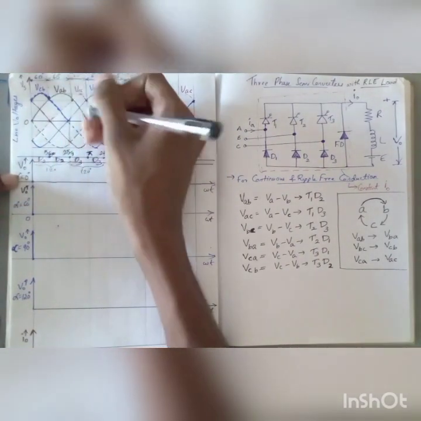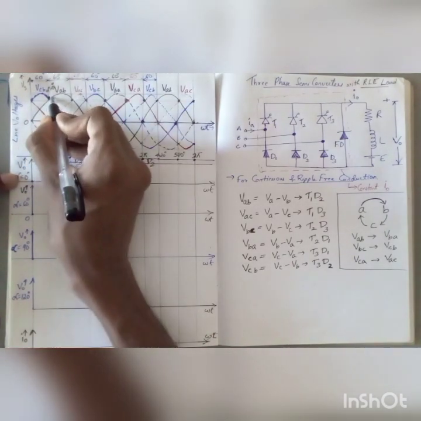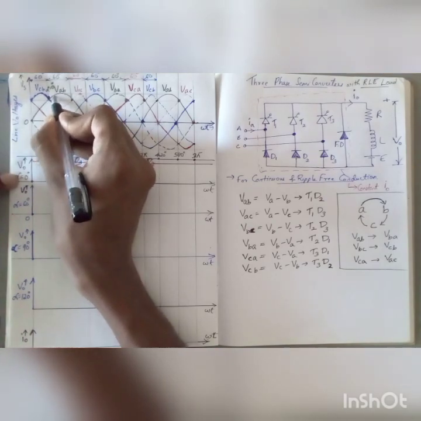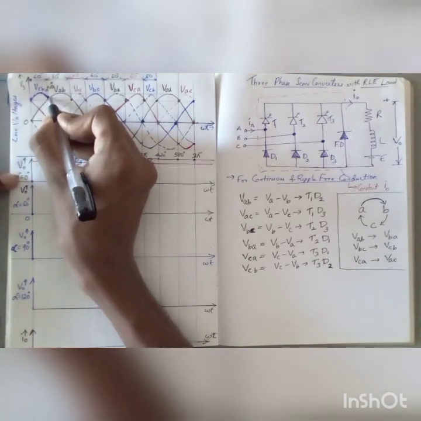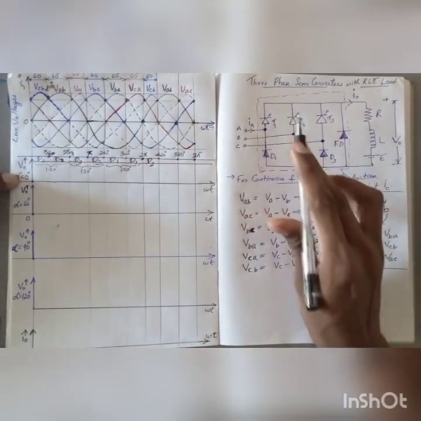Alpha is considered as 0 because VAB has just become positive at omega t equal to 60 degrees. At that point I trigger my T1. Then what happens? T1 is triggered during VAB.